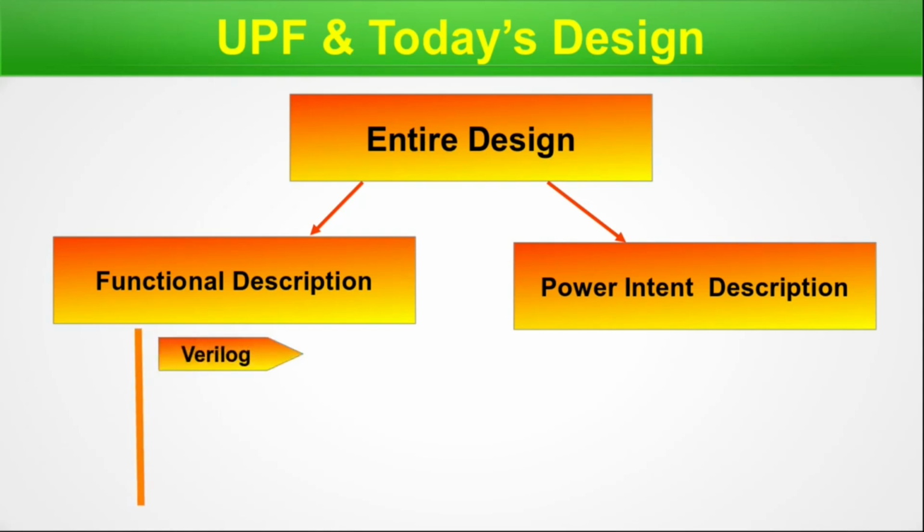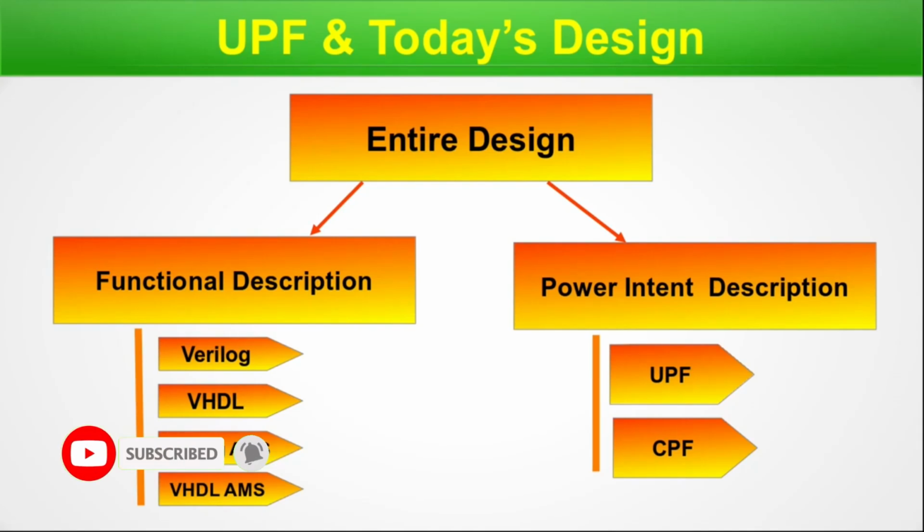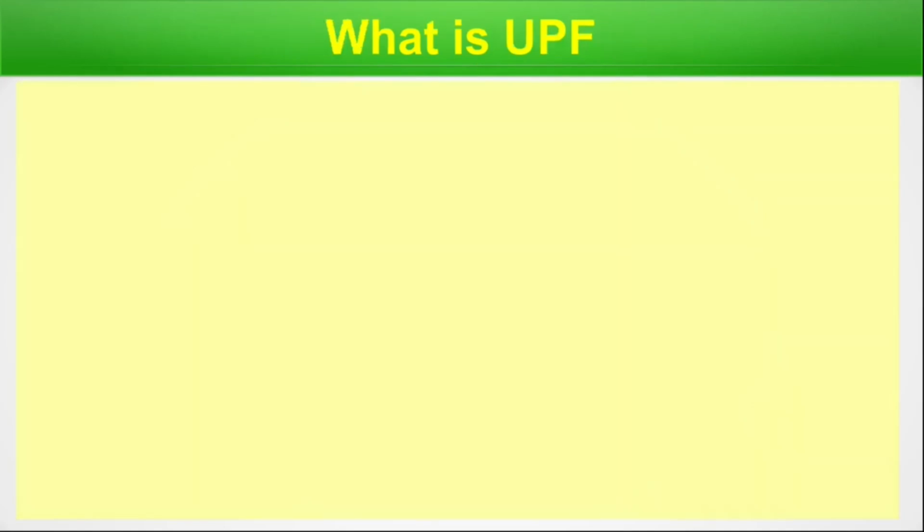Functional description can be written in Verilog, VHDL, Verilog AMS, VHDL AMS. Power intent can be written in UPF and CPF. Now what is CPF? CPF is from Cadence, and we'll not talk about this in our session. Our focus of this session is UPF, so we'll go through our session about the UPF. Now we have the picture of where UPF is placed in terms of the description or handwritten code, whatever you're starting with for your design. So let's move on to the next slide.